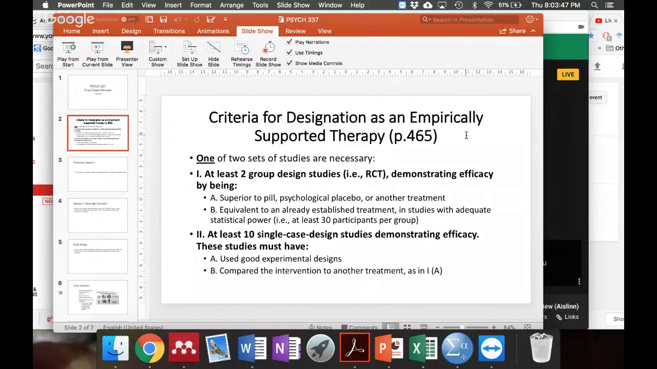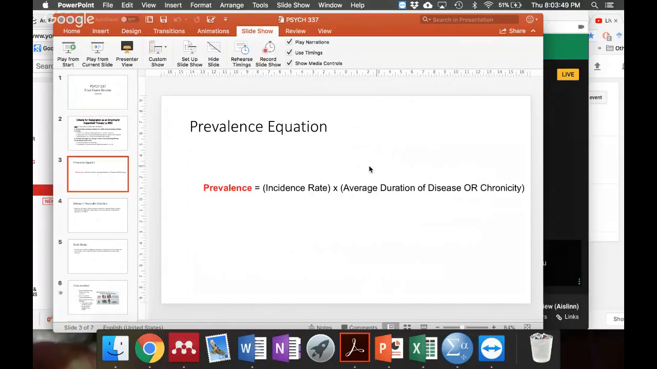Okay. The next question was about how to calculate prevalence. Prevalence is equal to incidence rate times the average duration of disease or chronicity. The question was, while I do understand the definition of prevalence and incidence, I don't really get this equation. How would you quantify chronicity? Why do you multiply as opposed to taking the sum of the number of new cases or incidents and the number of old cases, chronic cases? Can you please explain in an easy to understand way?